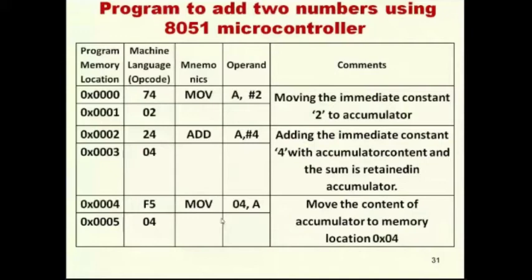This slide shows the simple 8051 program to add two numbers. As we all know, the first column shows the program memory address, the second column shows the machine language, and the third and fourth columns are assembly language. We are writing an assembly language program, and this will automatically become this machine language program with the help of a software tool called an assembler.